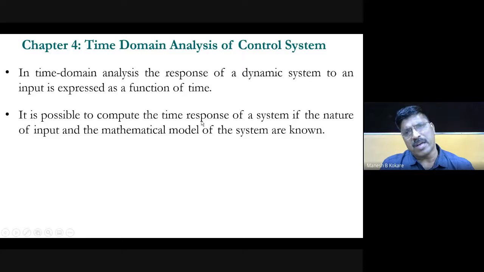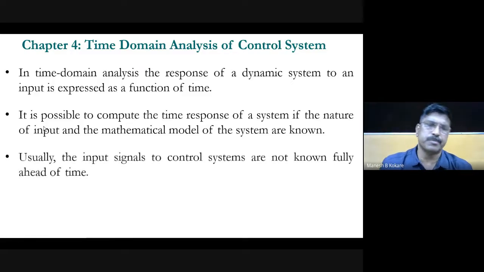It is possible to compute the time response of a system if the nature of the input and the mathematical model of the system are known. That means what kind of input is given and what kind of system it is. For example, if you know the transfer function of that system and if you know the input, then, since the transfer function is the ratio of the Laplace transform of the output variable to the Laplace transform of the input variable, you can easily calculate the output, or time response, of that system. So it is possible to compute the time response of a system if the nature of the input is known, and the mathematical model of that system, which is nothing but the transfer function. If the transfer function is known and the input is known, you can easily calculate the response of that system.